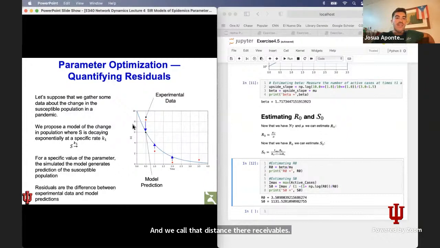So let's say we choose a specific value of the parameter K1, let's say 1, and that results in a model prediction that looks like this blue curve. Then we quantify how far the model is from the experimental data by measuring the distance between the model and the data, right? This idea is important. So if anyone needs me to repeat it, I can go over it again.